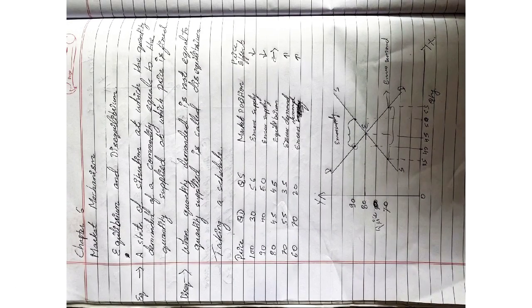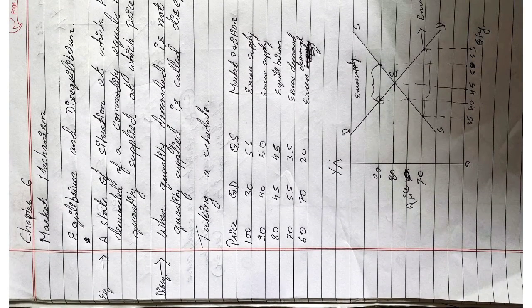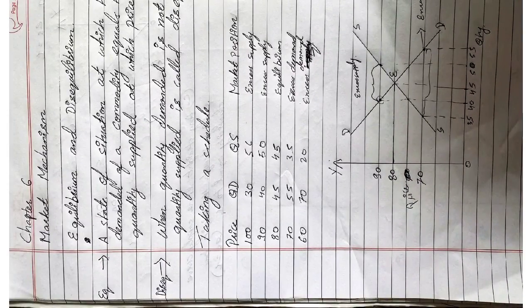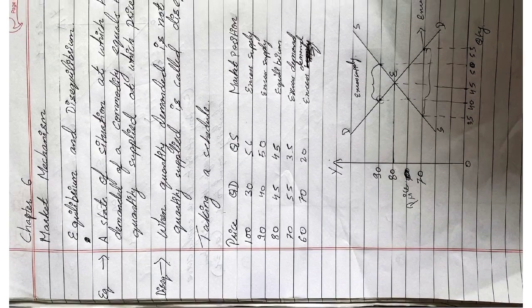So a state of situation at which the quantity demanded of a commodity equals the quantity supplied, at which price is fixed. After that we'll be talking about disequilibrium. Then what is disequilibrium? The point at which demand equals supply, at that point we say equilibrium. The other points where the demand is not equal to quantity supplied are called disequilibrium. It's simple as that.